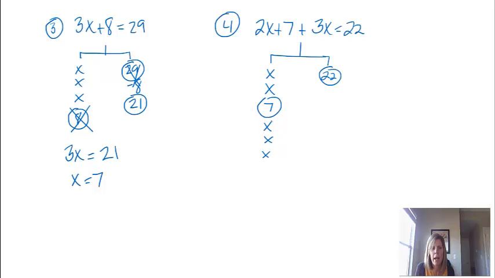There's nothing to add together, but I am going to write a new equation because I am going to look at how many x's do I see. I see 1, 2, 3, 4, 5 x's, even though they're not together. And then I see the 7. And then on the right side, there's the 22.